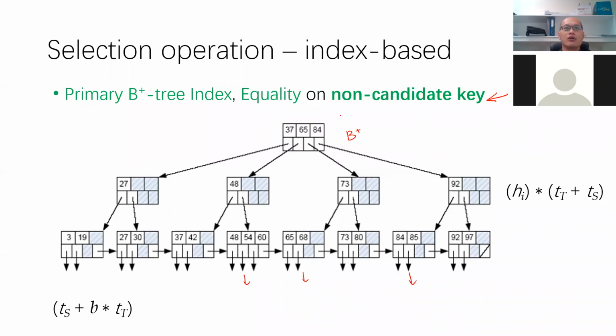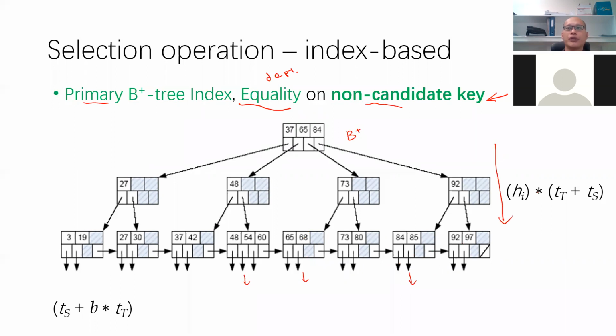So the equality in this case is on the department, and we know that it is a primary index. It is a non-candidate key. So there are many instances of department equals computer science here. So we talked about this last week.